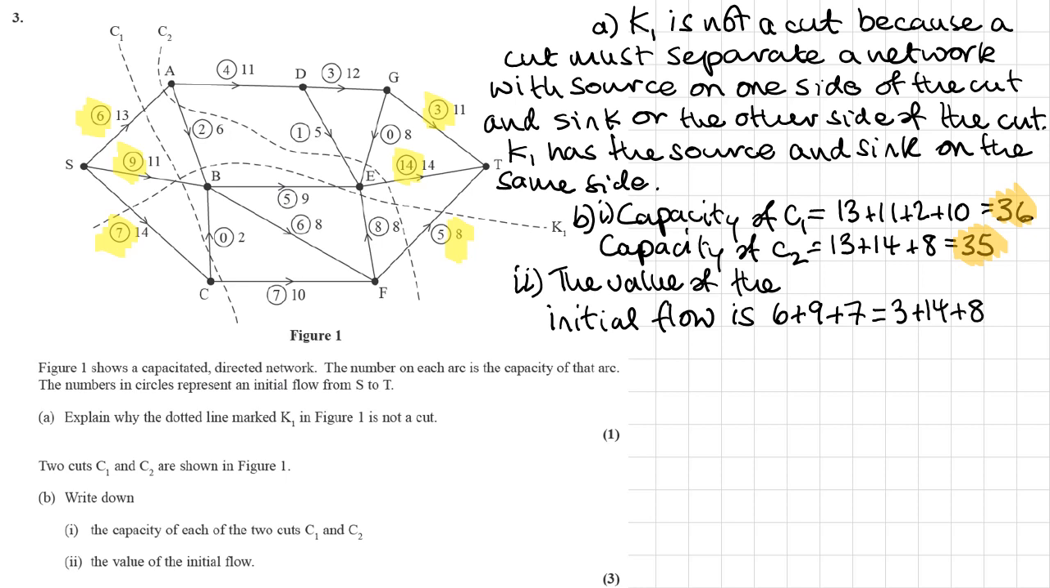Sorry, not 8. It's not the maximum flow. It should be the actual flow. So it should be 3 plus 14 plus 5, not 8. And that does equal 22. So that would be the value of our initial flow.